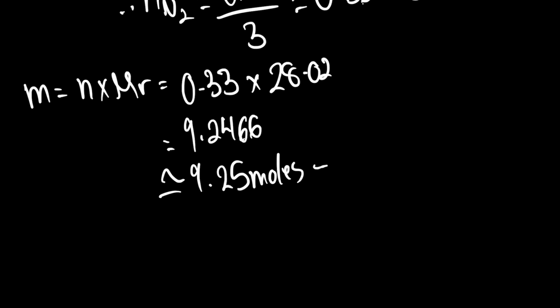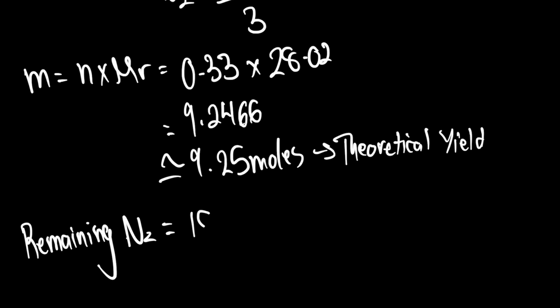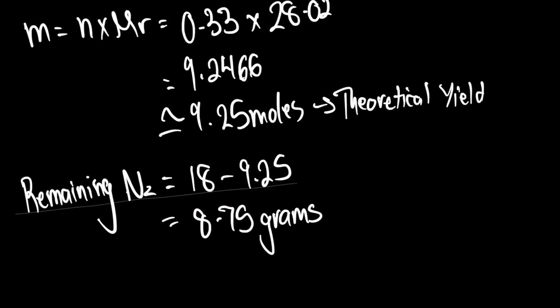So what you found here is your theoretical yield, or essentially the amount of nitrogen that has actually been reacted. So to find remaining N2, you can say that it's the total amount minus your theoretical yield. And that gives 8.75 grams. And that's essentially it.